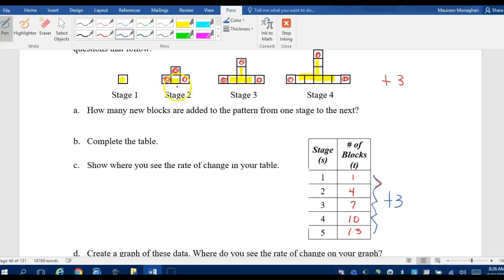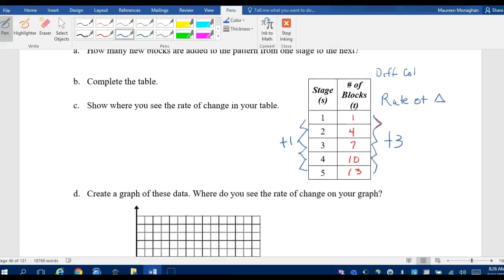Notice my nice highlights to show each time 3 is being added. So what is that? That's our rate of change. And that's also what is in the difference column. This is our difference column, the right side. But notice this first side over here, each one of these is adding 1. Okay, keep that in mind.